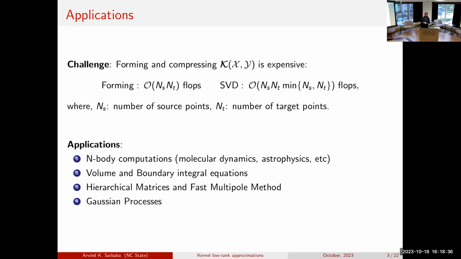This is a fundamental problem that appears in many areas of scientific computing and machine learning. Perhaps the earliest version is n-body computation. There was a tree code in '86, and it's used in molecular dynamics and astrophysics to compute galactic interactions. In PDEs, it's used in volume and boundary integral formulations. In what was a top 10 algorithm of the 20th century, the fast multipole method, it's used for off-diagonal interactions as well. And in machine learning, it's used for Gaussian processes or, more generally, any kernel method. So that's the core of my problem.